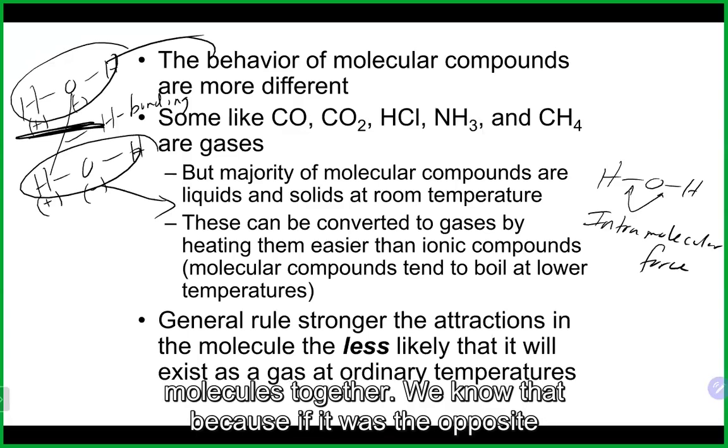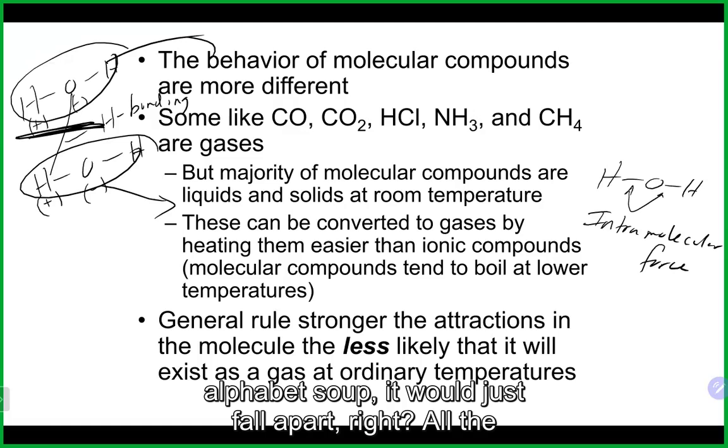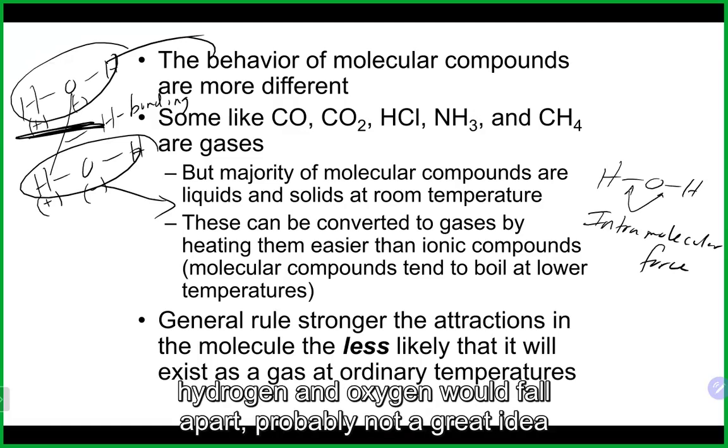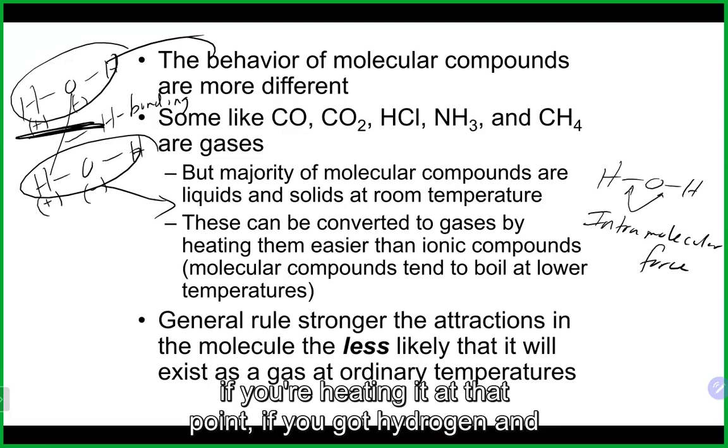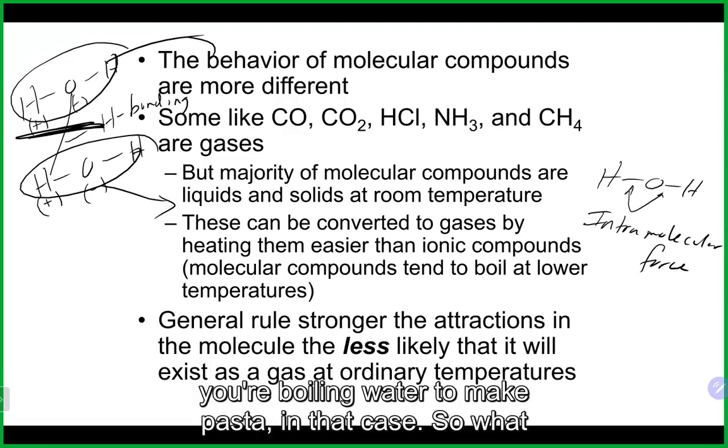We know that because if it was the opposite way around, when you would heat something like water, you'd get alphabet soup, it would just fall apart, right? All the hydrogen and oxygen would fall apart. Probably not a great idea if you're heating it at that point. If you got hydrogen and oxygen being made, you might not get to the pasta part of it if you're boiling water to make pasta.